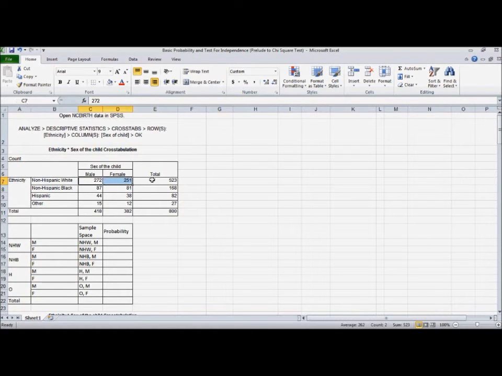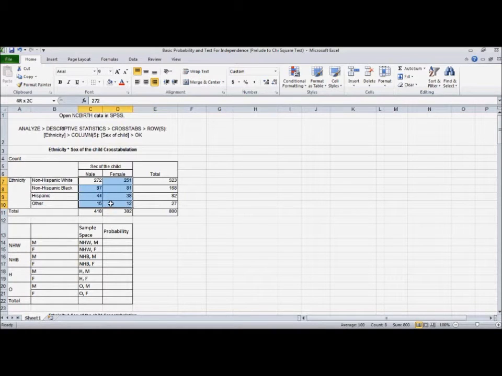Those should add up to the marginal total. So the marginal total should add up to the grand total. The intersections should add up to the marginal totals. These should add up to the marginal total for male. These should add up to the marginal total for female. These should add up to the marginal total for non-Hispanic white. These should add up to the marginal total for non-Hispanic black. These should add up to the marginal total for Hispanic. And these should add up to the marginal total for other. And those marginal totals should add up to the grand totals.